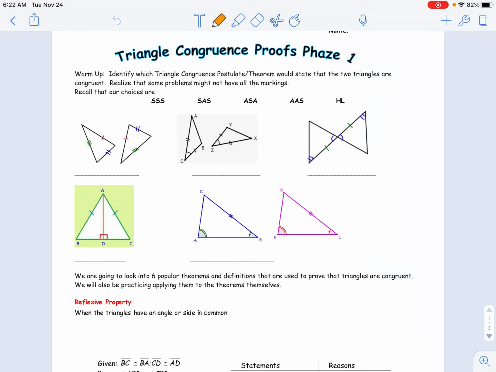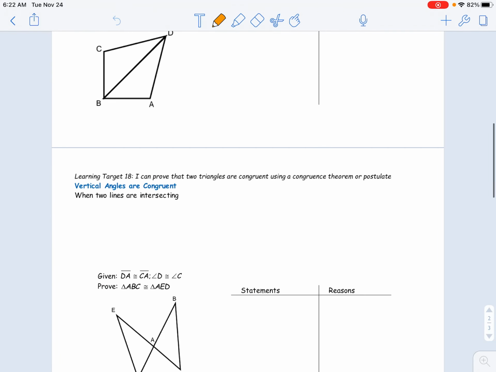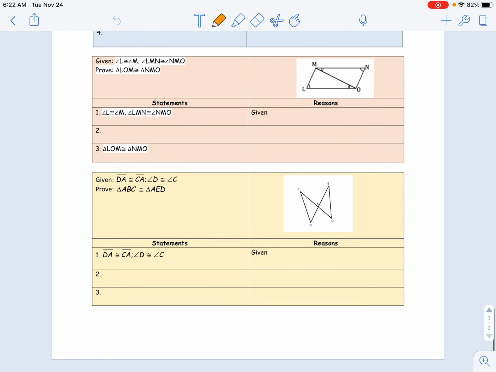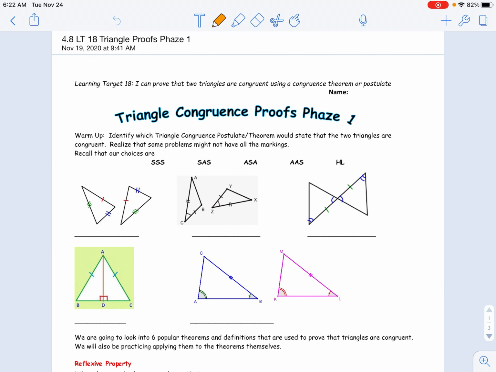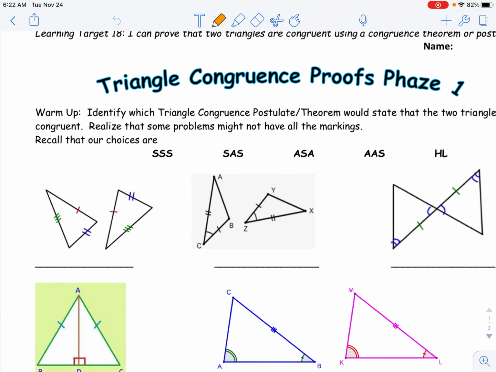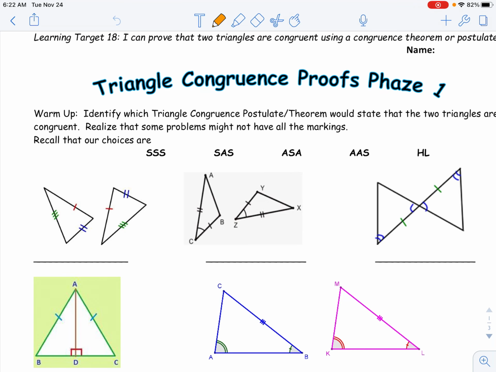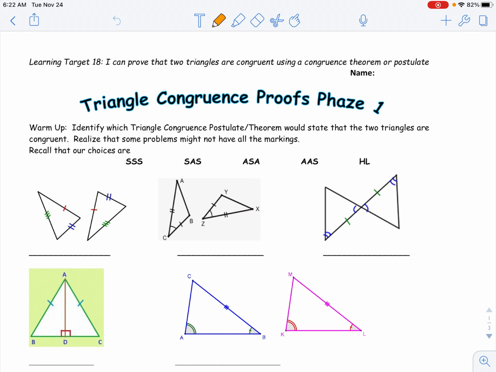Okay, students, so we're doing triangle congruence proofs phase 1. Today we're going to do a bunch of 2-column proofs. That's going to be the punchline really of the rest of the unit. However, just to get warmed up, let's start talking about things. We're going to identify which triangle congruence postulate or theorem would state that the two triangles are congruent.